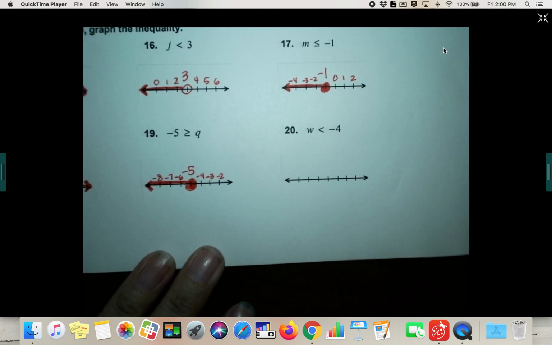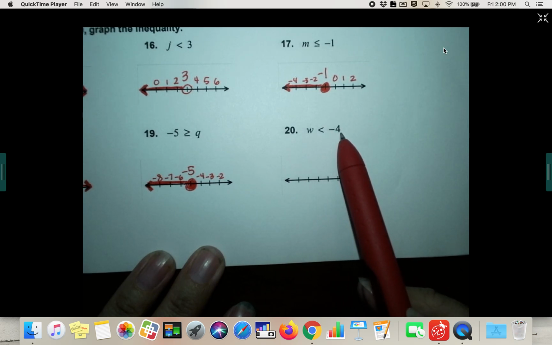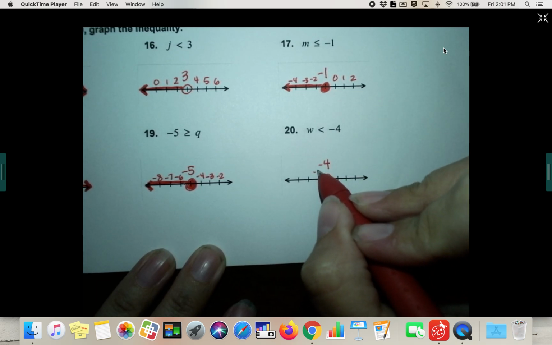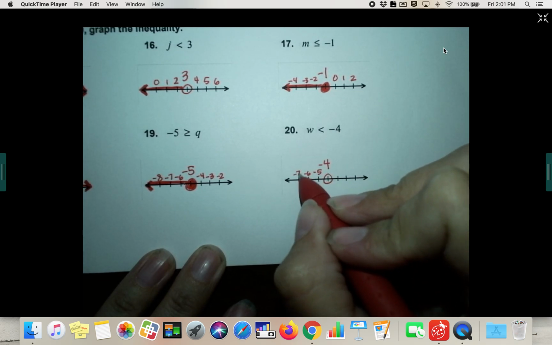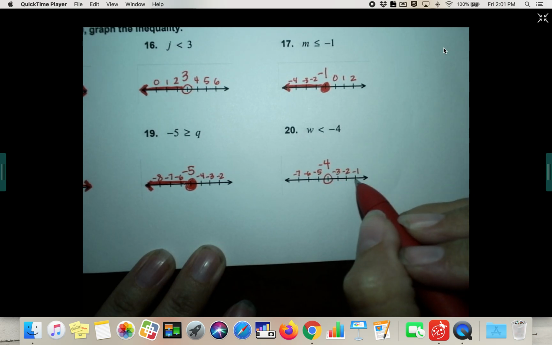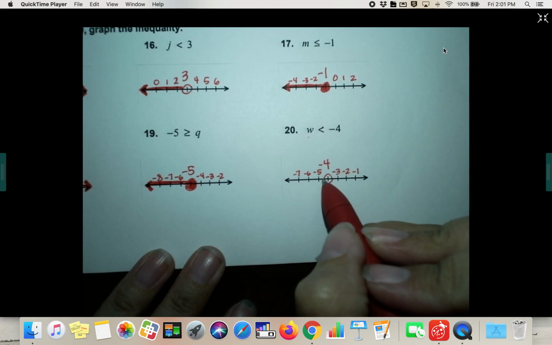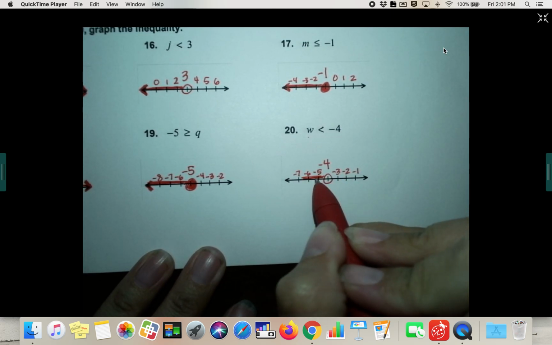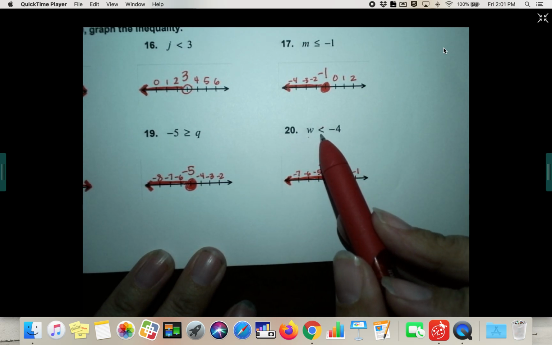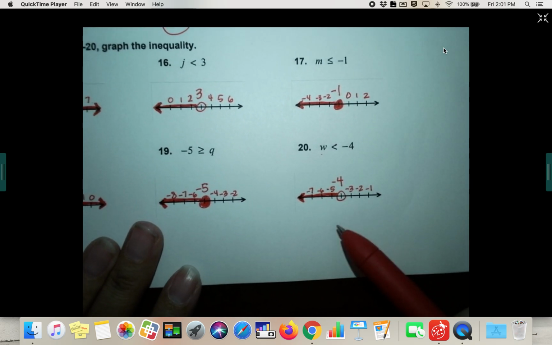All right, last one, read from the variable. So W is less than negative 4. So drop negative 4, negative 5, negative 6, negative 7, get smaller, negative 3, negative 2, negative 1, get bigger that way. W is less. So we want to shade less, smaller. And it is not or equal to, so we're going to leave that bubble open. And that is it.